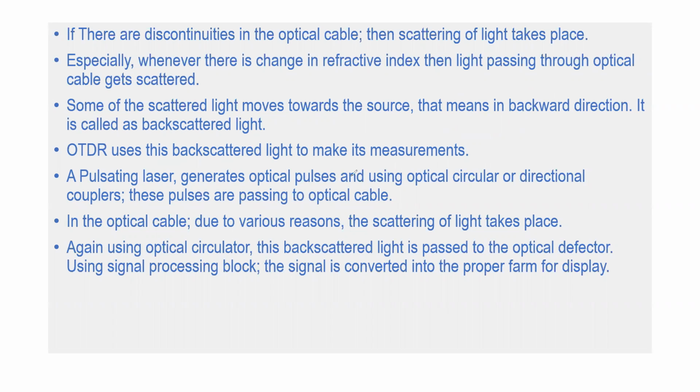A pulsating laser generates optical pulses using an optical circulator or directional coupler. These pulses are passed to the optical cable. In the optical cable, due to various reasons, scattering of light takes place, for the reasons that we have studied in our attenuation concept. Again, using the optical circulator, this backscattered light is passed to the optical detector. Using the signal processing block, the signal is converted into the proper form of display.